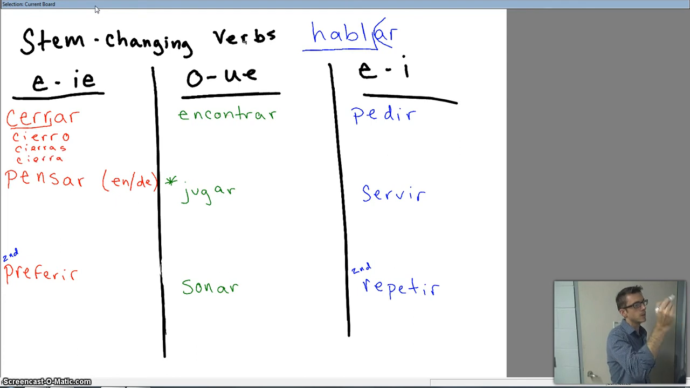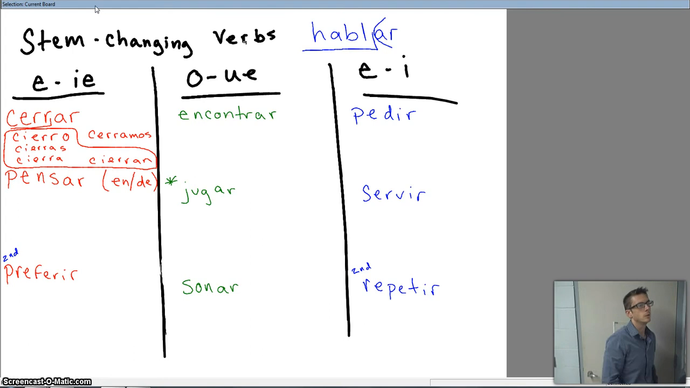cierra. Now, in the nosotros, we do not change stem. And you might think, oh, Senor Griffin, that's another step to remember. True, but it's an easy one to remember if you can draw your shoe. We call these sometimes the boot verbs because we can draw a boot out of the ones that actually change stem. So keep that in mind. As you're conjugating all of these, draw your boot so that you remember that the nosotros never changes stem, okay?